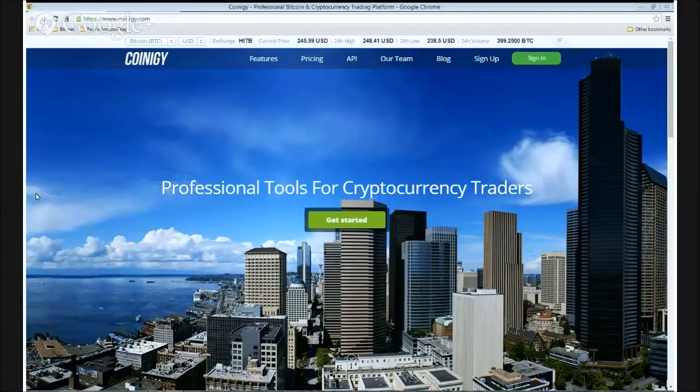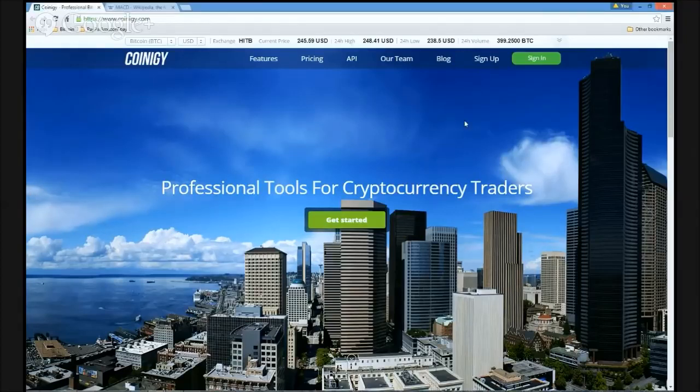We're going to try and do this under 2 minutes. We're going to take a quick look at the MACD indicator, using it on Coinergy, and maybe some quick little pointers as to what we should be looking for here.